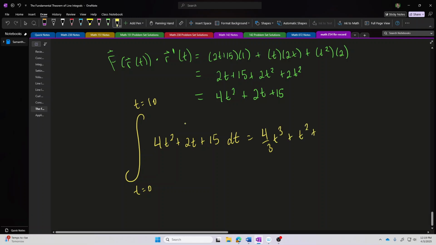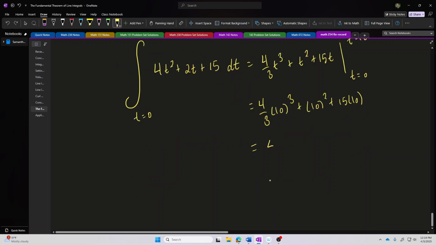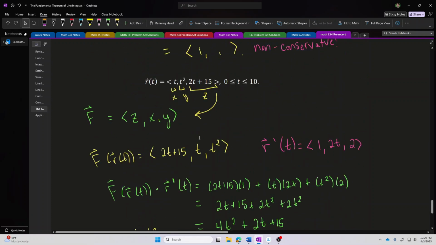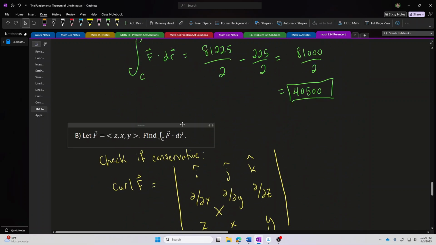So finding that t antiderivative and plugging in those t limits, it looks like I get something like 4/3 times 10 cubed plus 10 squared plus 15 times 10, which, if I've got that right, is 4750 over 3. That would be the value of the line integral of this non-conservative vector field over the curve C.